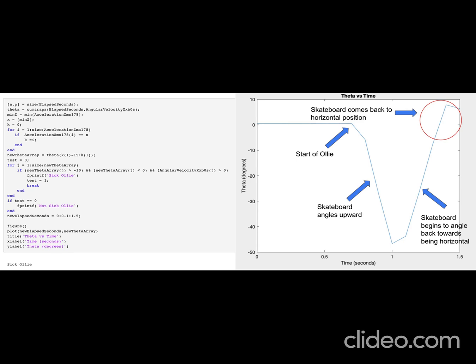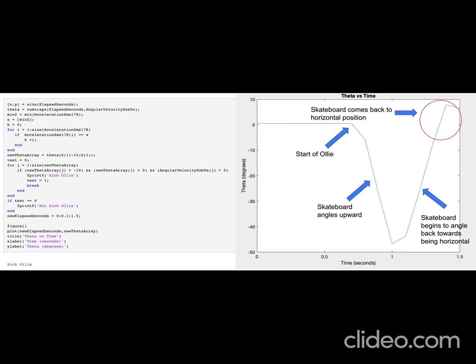The MATLAB code to the left shows the code used to run the process to figure out whether the Ollie was successful or not. With the skateboard data I used, I was able to perform a successful Ollie, which printed out "sick Ollie" at the bottom of the code.